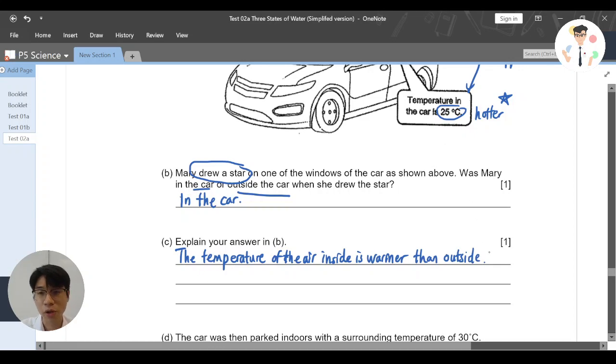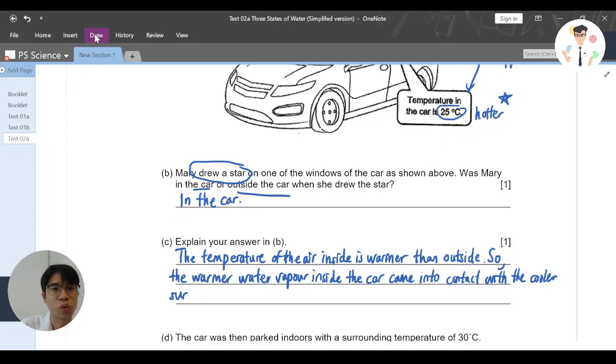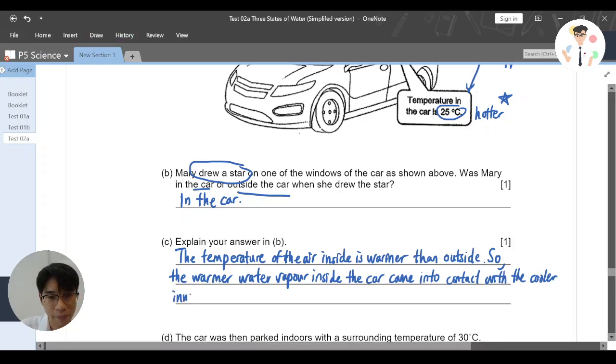And because of that, the warmer water vapor came into contact. You must mention inside the car, or else it's a bit confusing. Inside the car, the warmer water vapor came into contact with the cooler surface. Let me use the words cooler inner surface, okay, because it is inside, right? Cooler inner surface of the window.